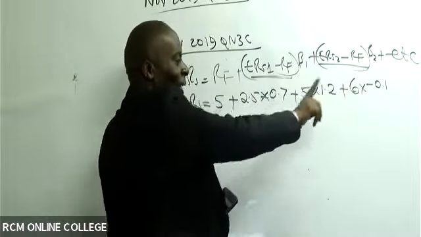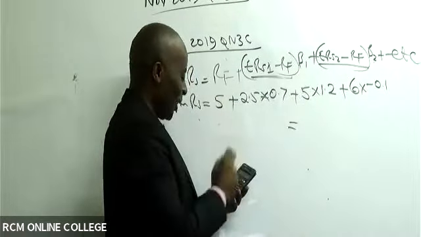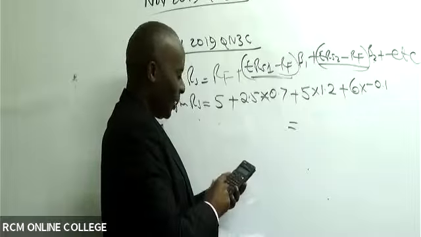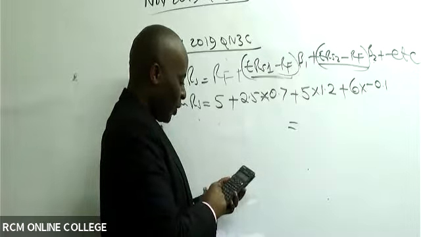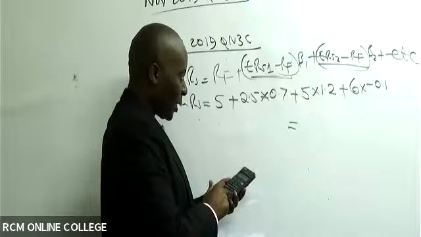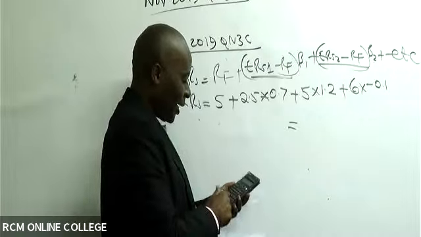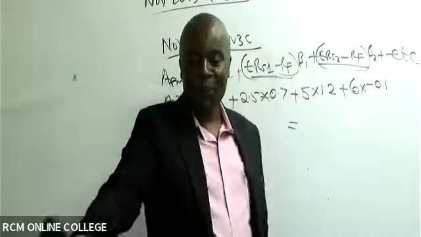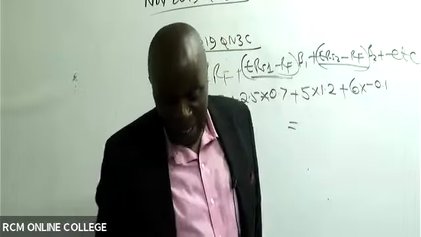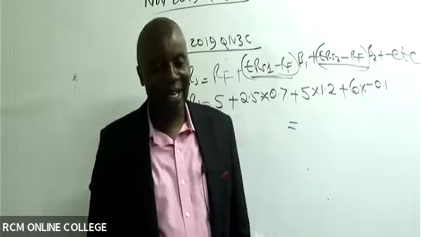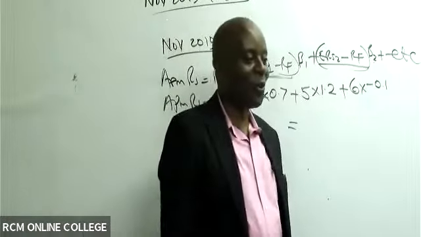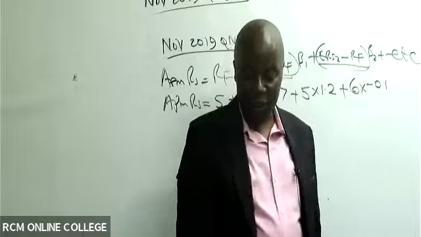Mlichukua note ni si? Makosa si huyu peke yake ni nyote. So plus 2.5 times 0.7 plus 5 times 1.2 plus 6 times minus 0.1. It is 12 point what here? 12.15 is correct.